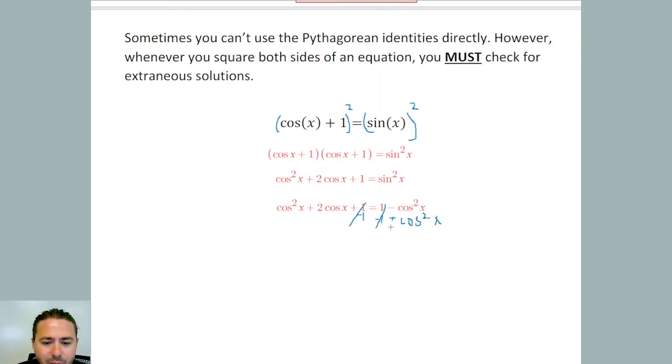Okay, yeah. Plus cosine squared x on both sides. And we'll combine our like terms.